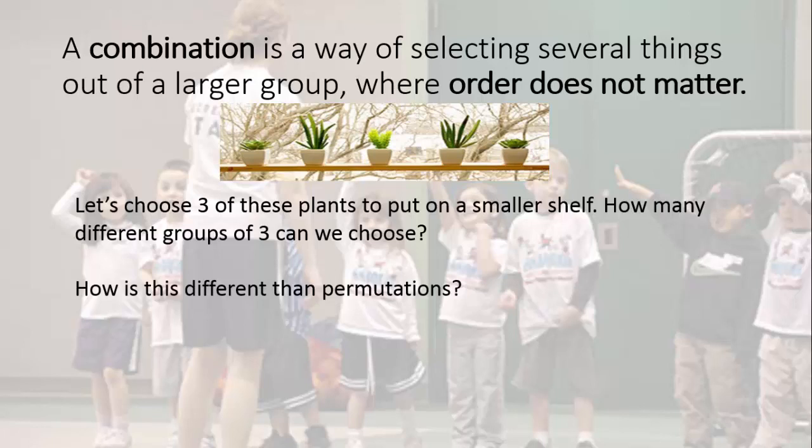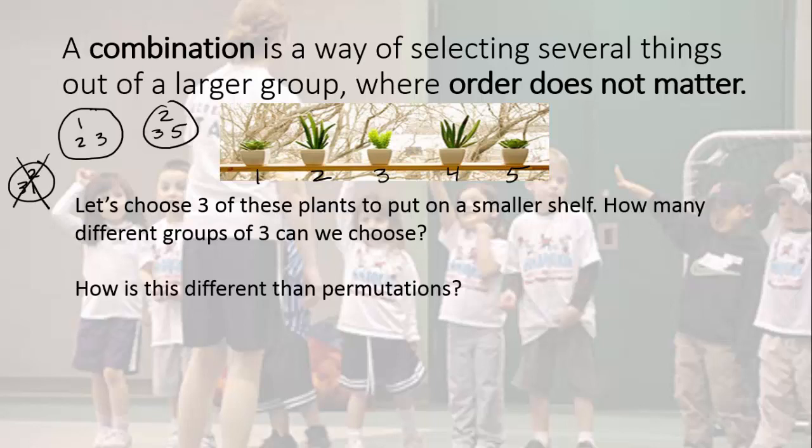Notice from the wording that it doesn't use the words arrangement or placement or order. It just says how many different groups of 3 can we choose. So if we numbered the plants, what we're looking for is how many different ways can we put 3 of those plants in a group together. Like 1, 2, and 3 could be together in a group, or 2, 3, and 5. Order doesn't matter, so we're not going to list separately a group with 2, 3, and 1, for example. Those are the same groups, so we don't count those.